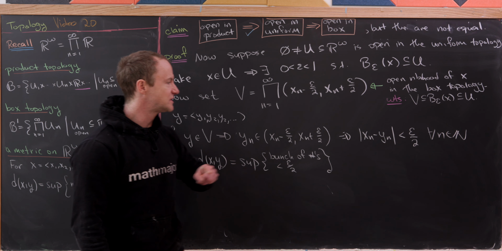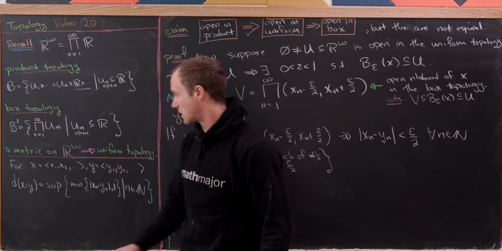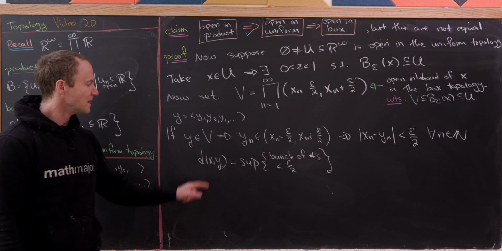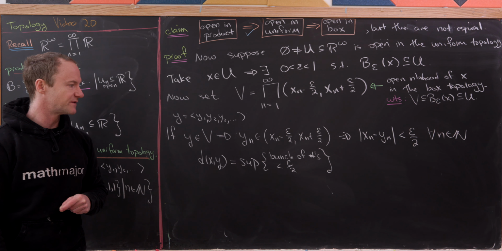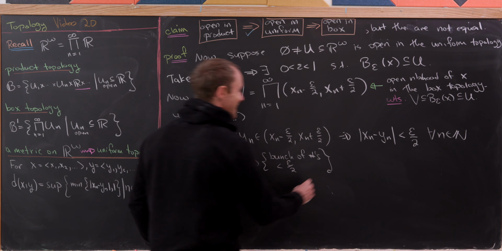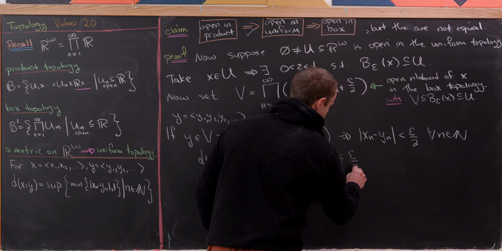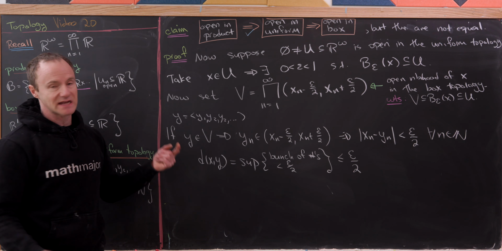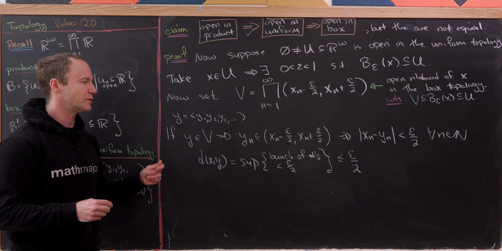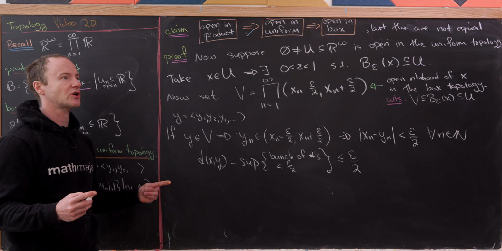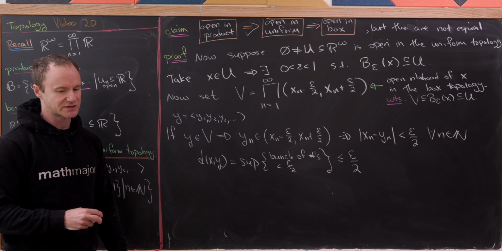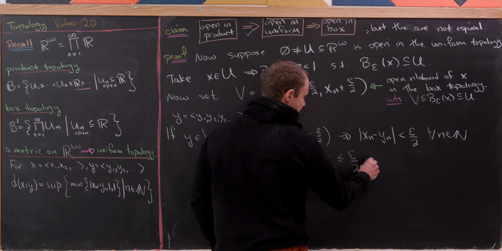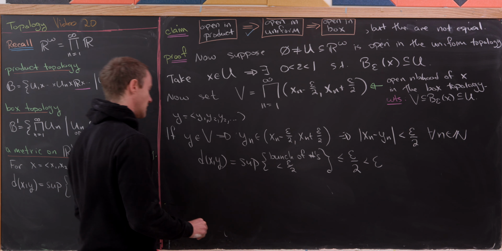Keeping in mind that when we took the minimum, we chose the epsilon over 2 part because the minimum was occurring with the number 1. But now the supremum of a bunch of numbers less than epsilon over 2 is less than or equal to epsilon over 2. That's why we had to lower that epsilon to epsilon over 2 for this purpose, that when you take the supremum, you turn a strict inequality to a not strict inequality. But importantly, epsilon over 2 is strictly less than epsilon.